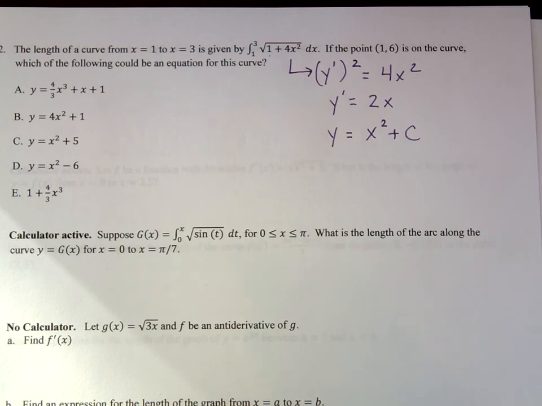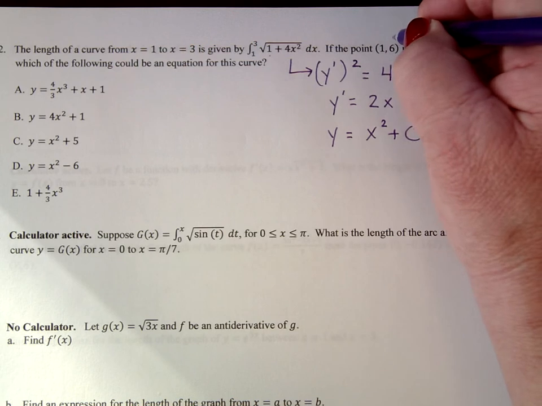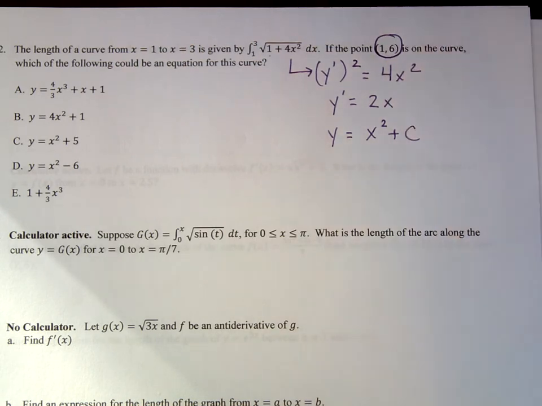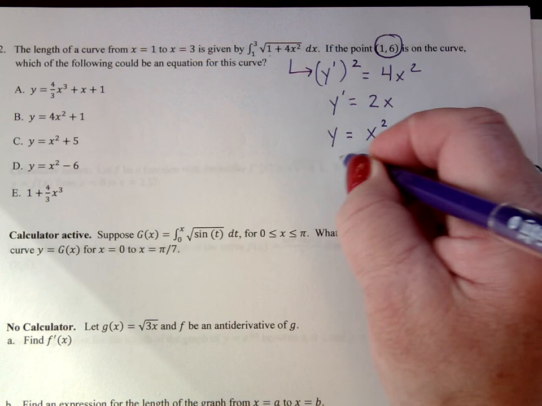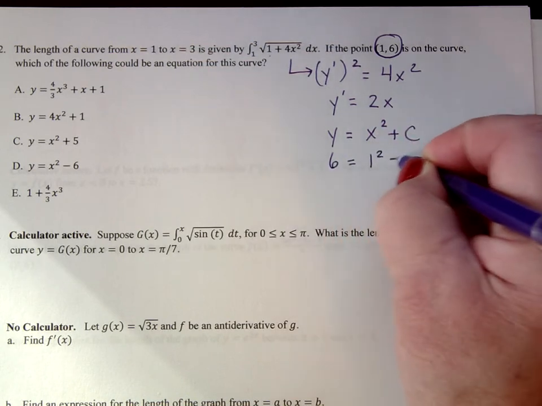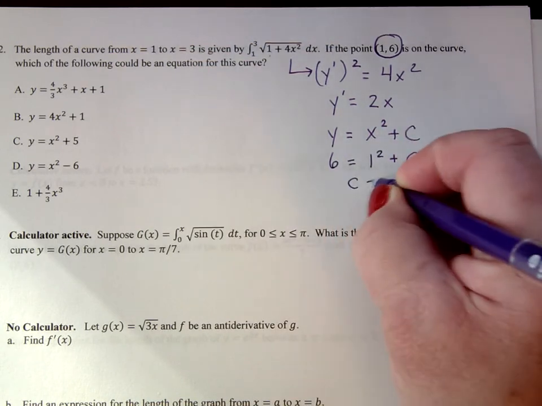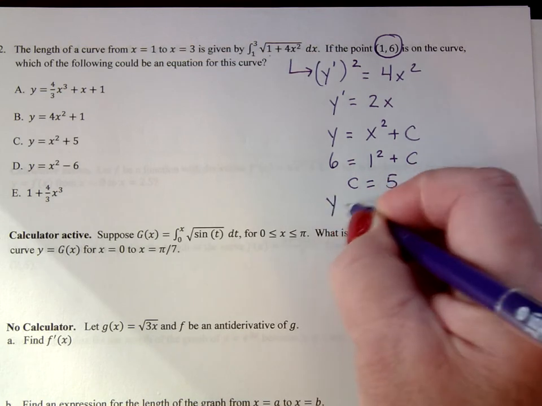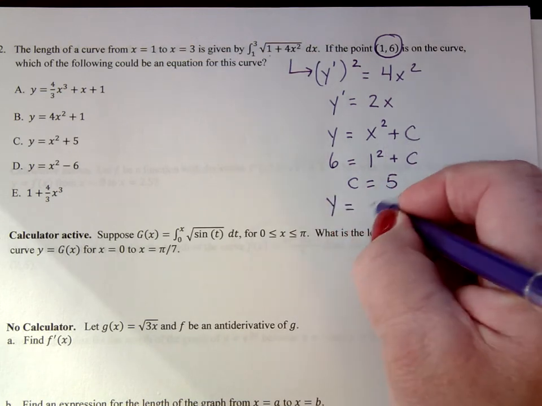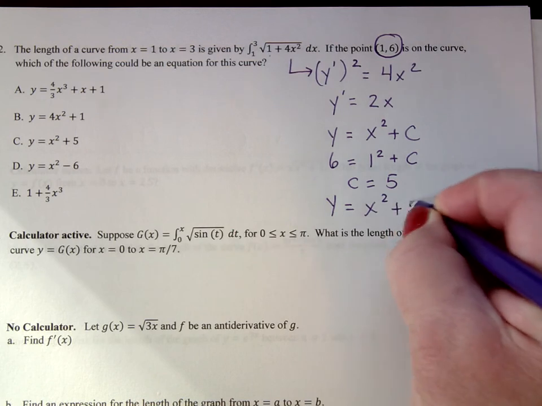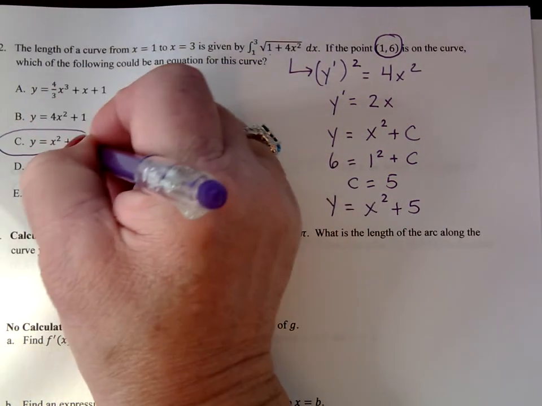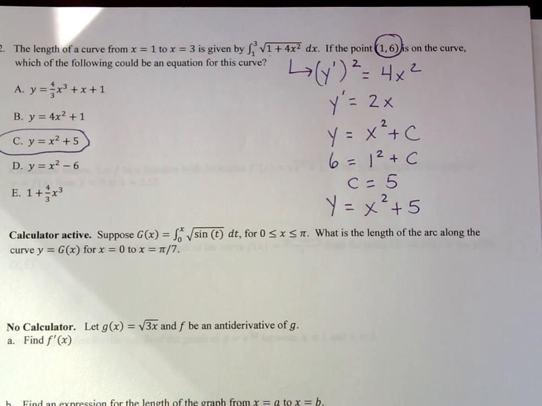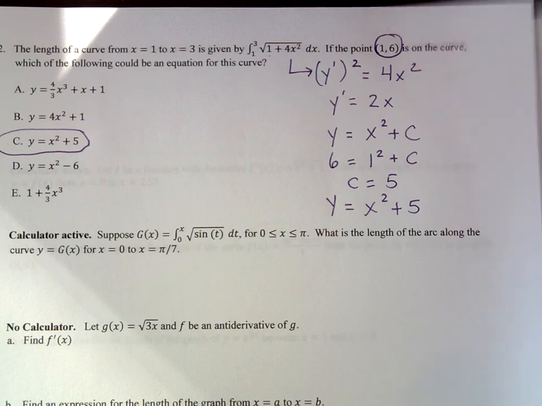We have enough information to figure out what c is because they told me x and y. y is 6, x is 1, and I can see that c is going to be 5. So therefore my equation would be x squared plus 5. Yay, that's one of my choices. So kind of interesting. They're taking you a little bit backwards on that in order to be able to solve that. Let's try number 5 as our next one.